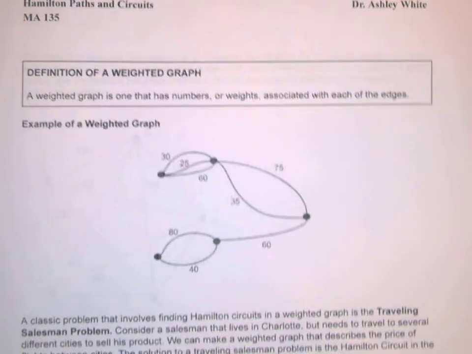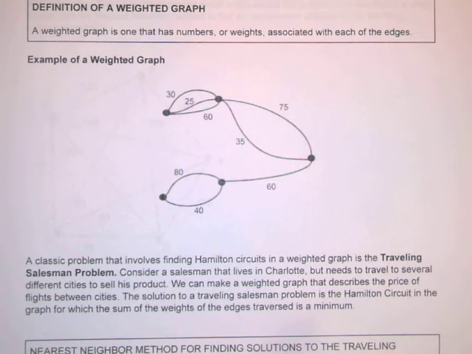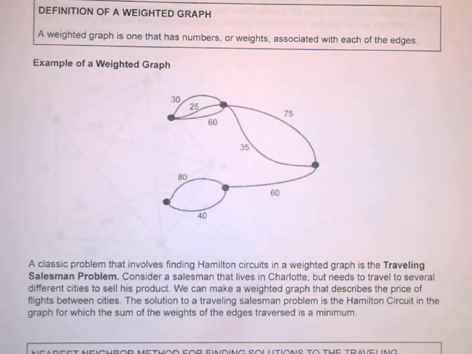a classic problem that involves finding Hamilton circuits is called the traveling salesman problem. So let's say we have a salesman that lives in Charlotte, but they need to travel to several different cities to sell whatever it is that they're selling. We can make a weighted graph that describes the price of flights in between these cities. And then the solution to a traveling salesman problem is the Hamilton circuit in the graph, for which the sum of the weights of the edges that you travel over is a minimum.